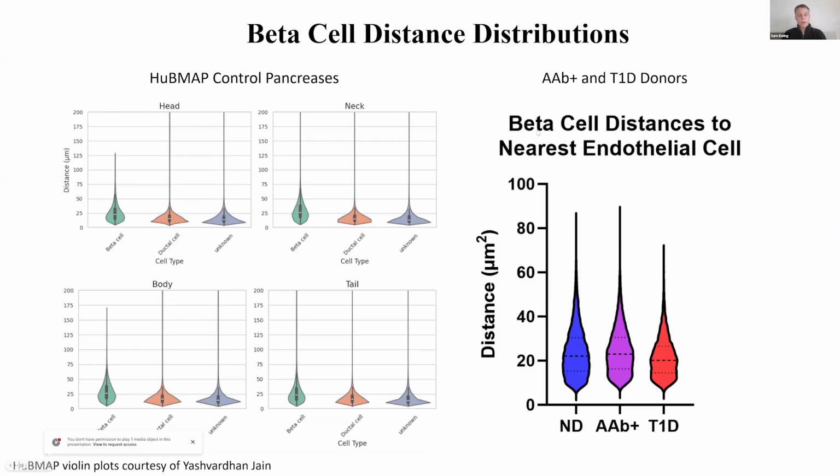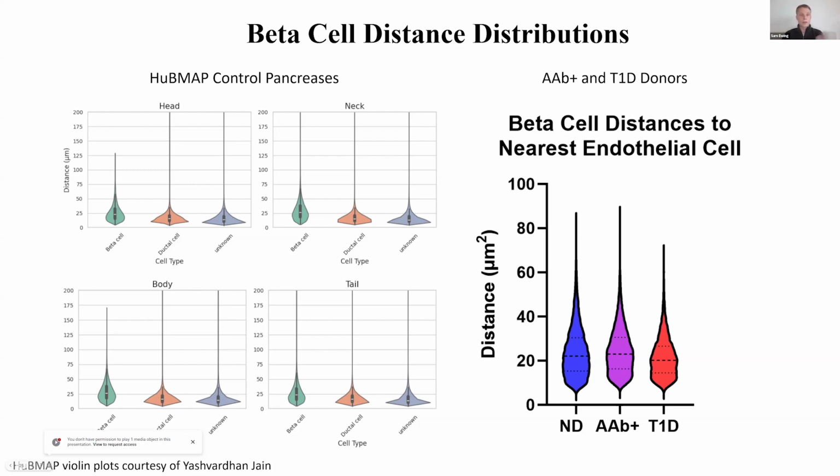So these are a few of the graphs that we've got so far. The ones on the left are from the HuBMAP control pancreases, and we've been working with Yash from Indiana University, who has been excellent at helping us analyze this data. There will be a publication coming out soon, so I won't go too into that. The graphs on the left show the differences across regions of the pancreas, just within control healthy patients.